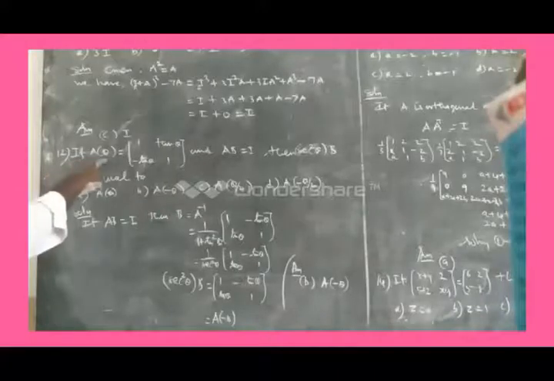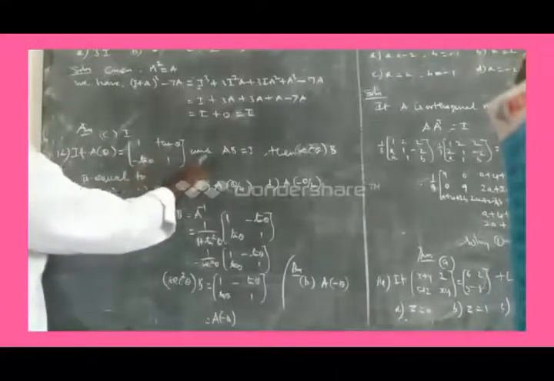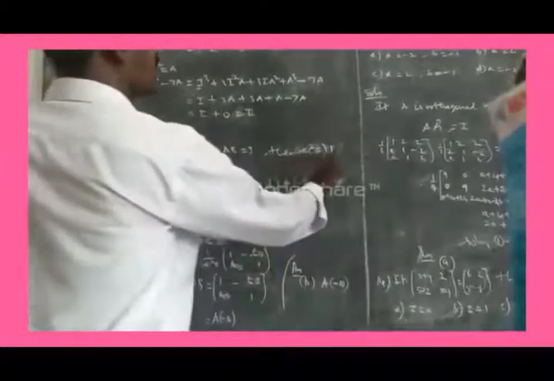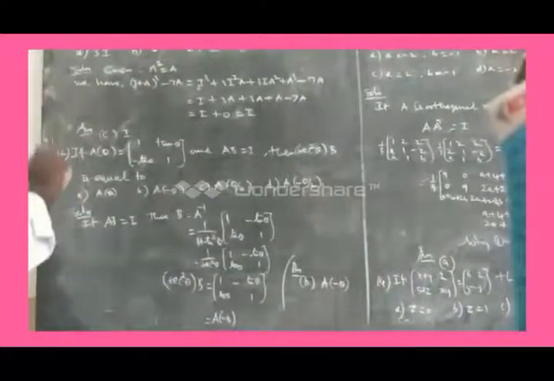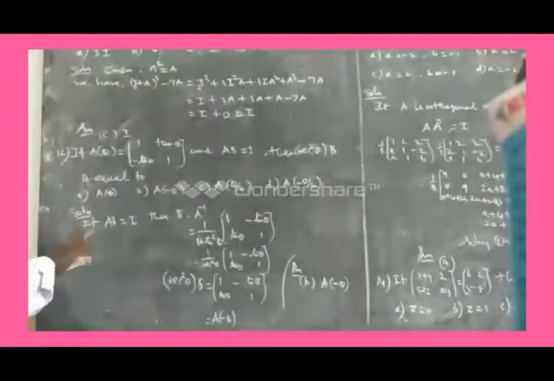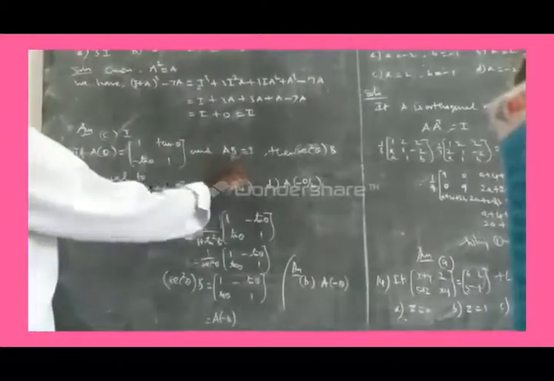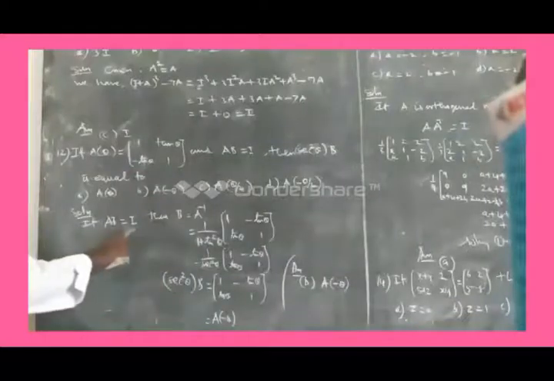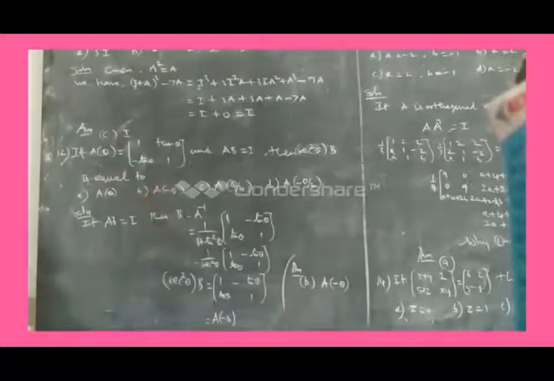12th. If A of theta equal to 1 tan theta, minus tan theta 1, and AB equal to I, then secant square theta into B is equal to what? So if AB equal to I, then B equal to A inverse.